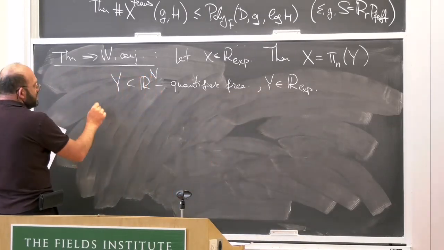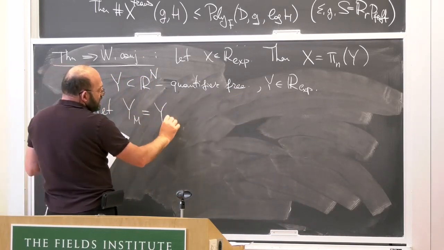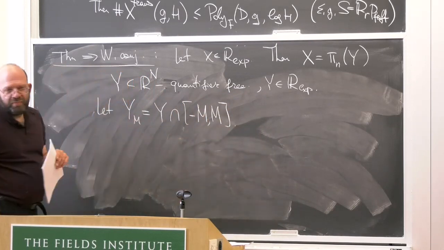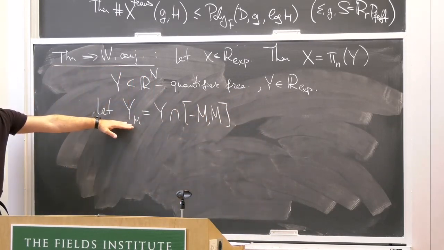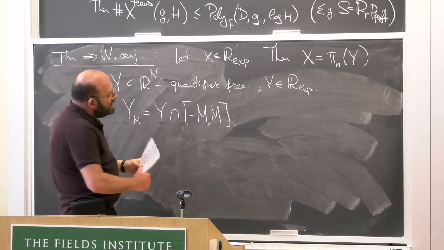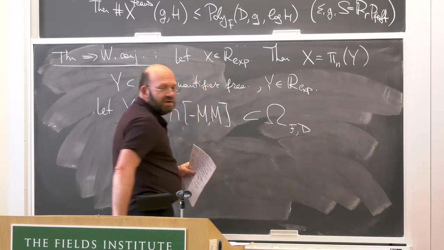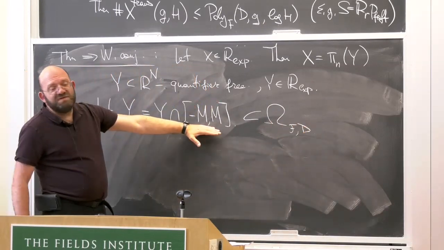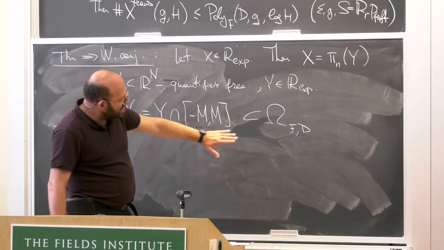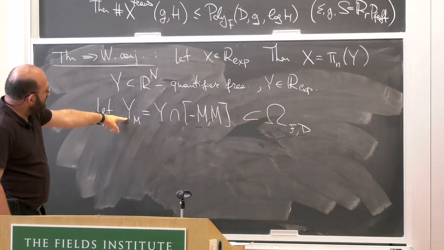Then what we want: let Y_M be the intersection of our set Y with a big cube. So this one is in R Pfaff, in the Schlicht Pfaffian class. And moreover, they all belong to the same class. They are all defined by some formula intersected with this cube, which has fixed format, and the degree is dependent on M.